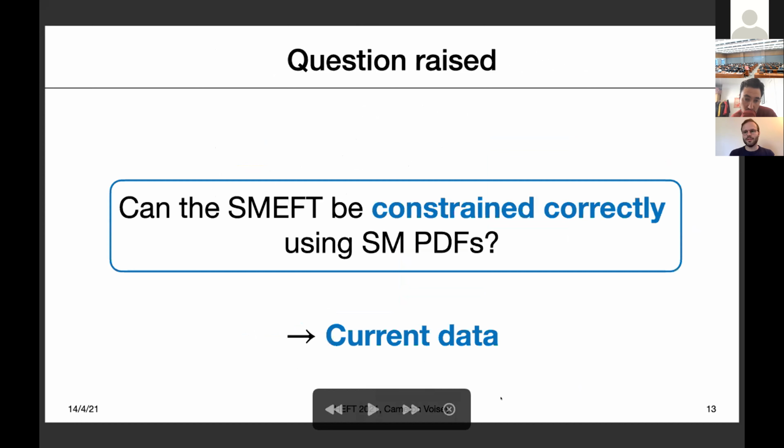Okay, so now I will start to actually answer the question I posed earlier, which is, can the SMEFT be constrained correctly using standard model PDFs? And here I look at just current data, and we're looking to see whether, if you do a consistent treatment, you find a different answer to what you would do typically using standard model PDFs.